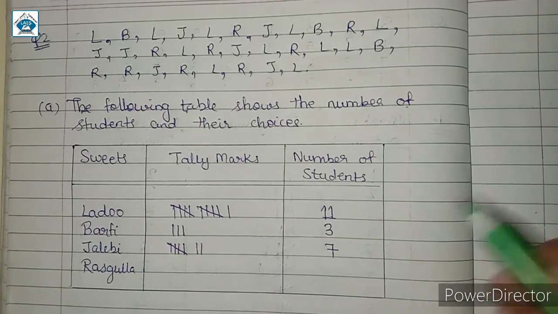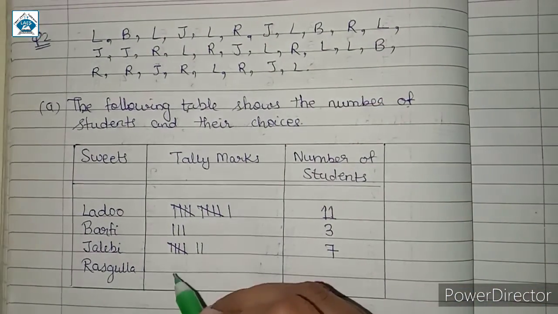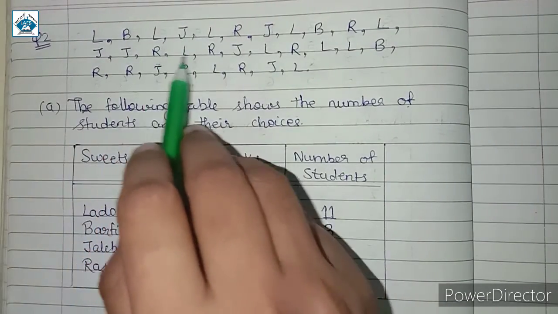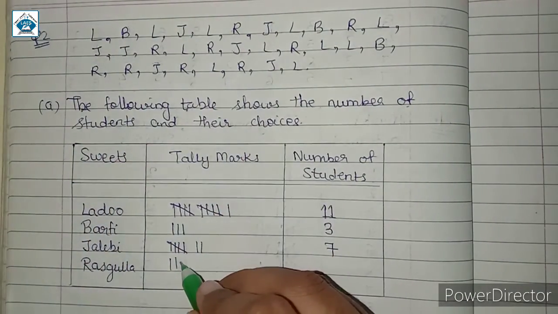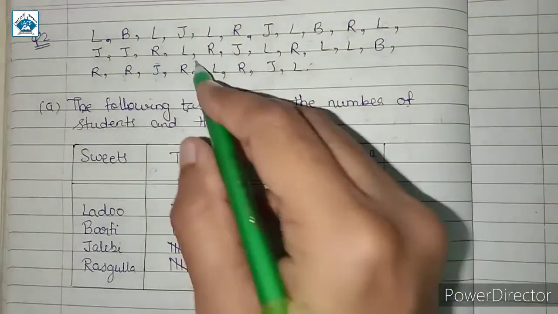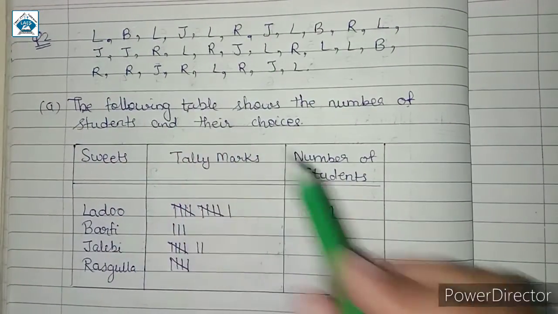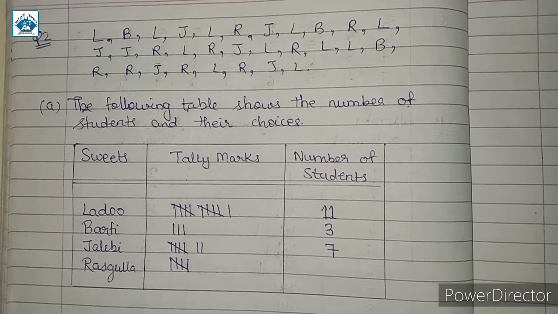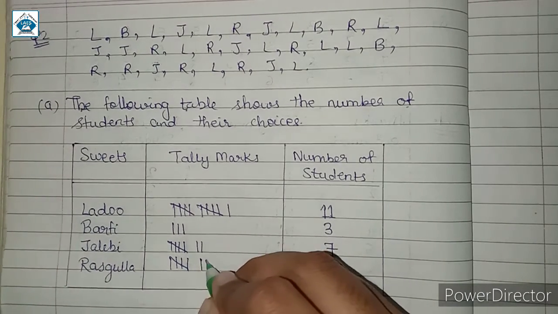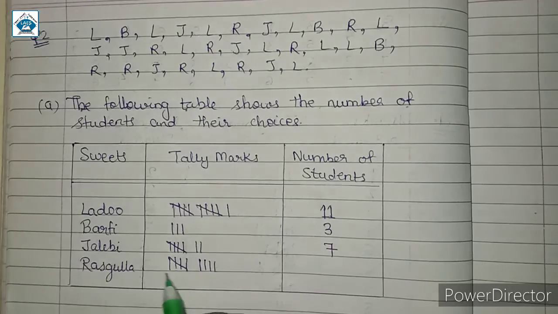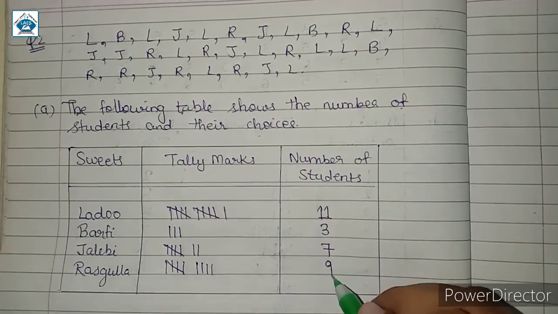And lastly, for rasgulla, we have 1, 2 in the first row, 3, 4, 5 in the third row. That is 3 more in the third row. 2 plus 3 we have 5. And lastly 4 more in the last row. So let us simply draw 4 lines. So this represents 5 plus 4, which is equal to 9.